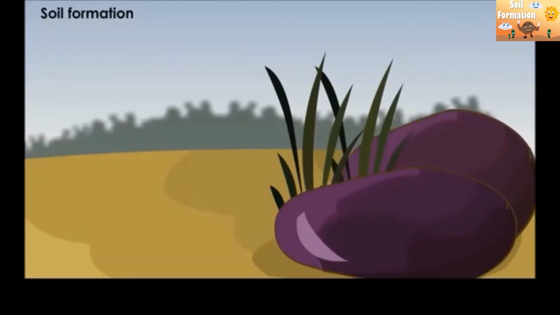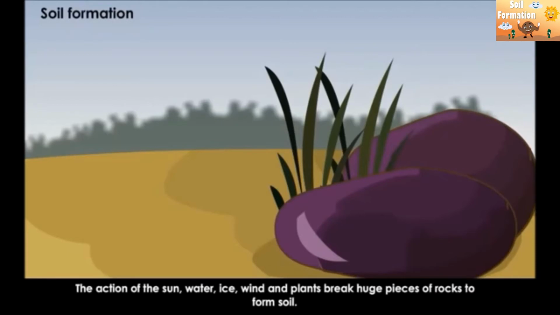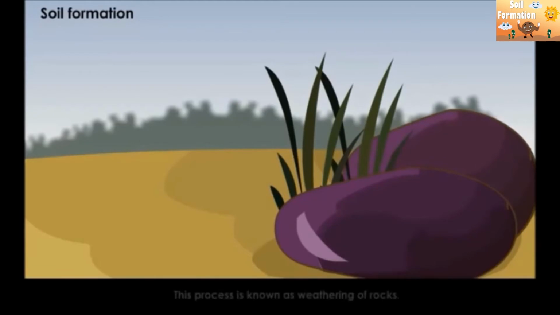All right. So we will learn about soil formation now, a very important thing. This process takes place over a long period of time with the help of sun, water, ice, wind, and plants, which break down huge pieces of rock to form soil. This process of breaking down of rocks is called weathering.